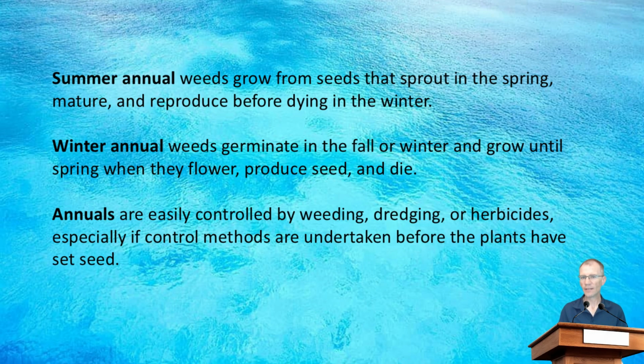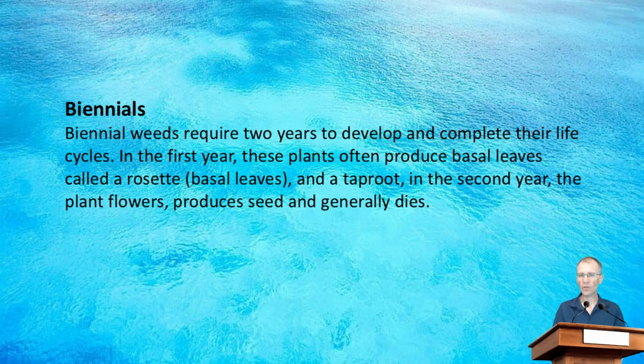Summer annual weeds grow from seeds that sprout in the spring, mature, and reproduce before dying in the winter. Winter annual weeds germinate in the fall or winter and grow until spring when they flower, produce seed, and die. Annuals are easily controlled by weeding, dredging, or herbicides, especially if control methods are undertaken before the plants have set seed.